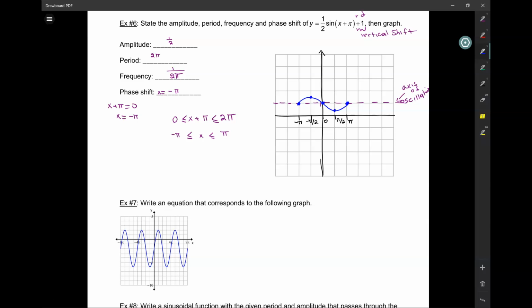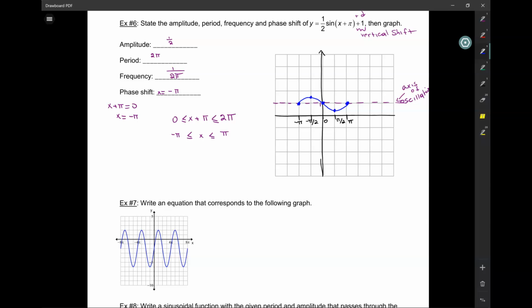Do you have to draw that dashed line? Not necessarily, because technically that's just for us. Is it okay if you draw it? Absolutely. But what I'm looking for is that blue graph. Of course, you must label that y equals 1, so I know the scale. And of course, you have to label those 5 points.